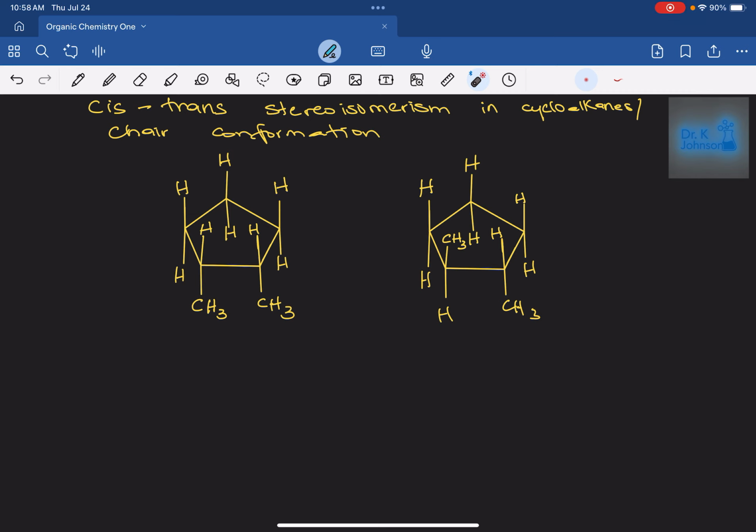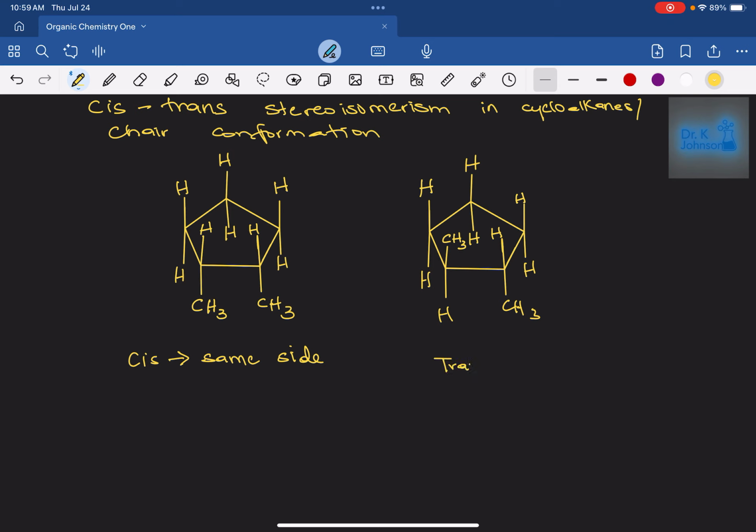Now, cis means same side, right? If you forget, just remember sister. Your sisters are supposed to be on the same side, we hope. All right. So cis, same side. This is what I use to distinguish between cis and trans, right?